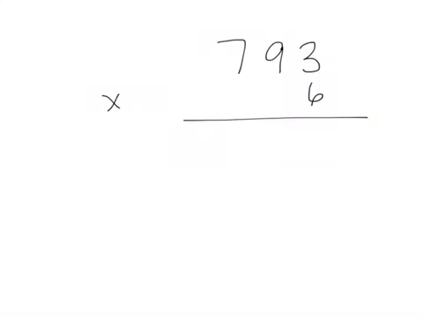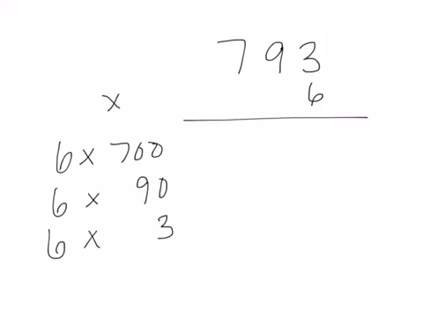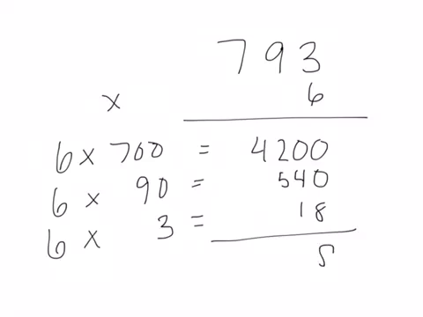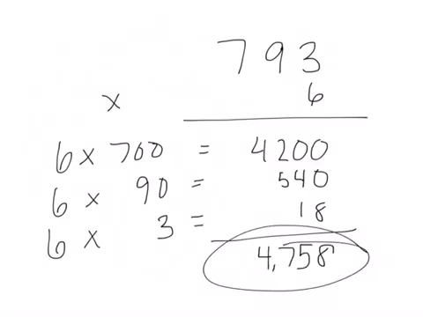So we're going to be looking at 6 groups of 700, 6 groups of 90, and 6 groups of 3. If you received this answer, nice job.